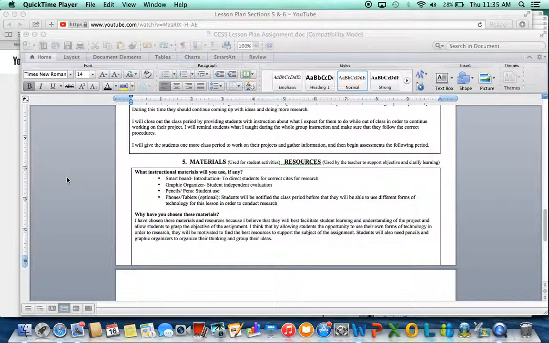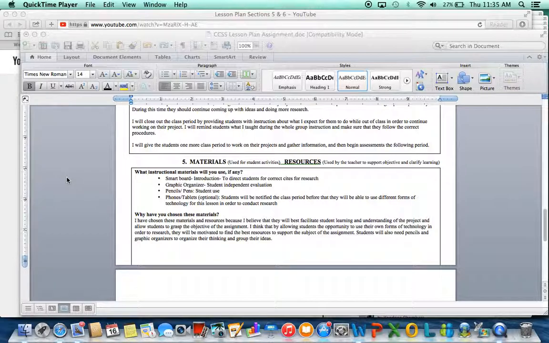Section 5, Materials and Resources. What instructional materials will you use, if any? In this instruction, I will use a smartboard. In order to do my introduction, I'll direct students to correct sites for research using the smartboard. Then the students will use a graphic organizer to do their independent evaluation. They'll obviously need pencils or pens in order to jot down their ideas and then write their paper.